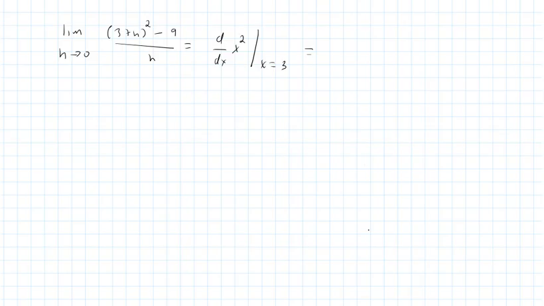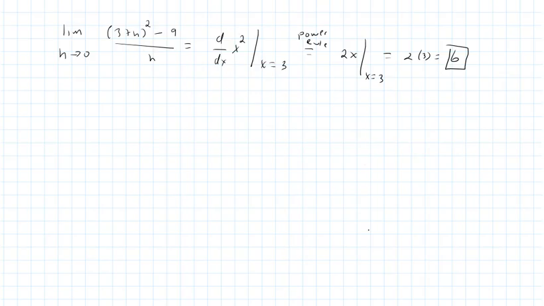We're going to use the power rule. This becomes 2x, and we have to evaluate it at x equals 3. So this is equal to 2 times 3, which is equal to 6. So that will be the limit. That's all we needed to do when we have a difference quotient like this, and we can figure out the function that this limit is trying to represent.